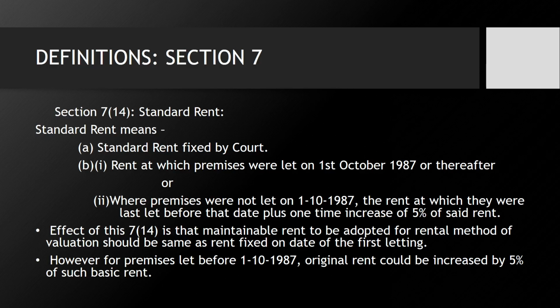Standard rent means standard rent fixed by court. Point number A. Point number B has two sub clauses. First is the rent at which premises were let on 1st October 1987 or thereafter. What is the other condition? Where premises were not let on 1/10/1987, the rent at which they were last let before the date plus a one-time increase of 5% of the said rent. So this defines the standard rent.